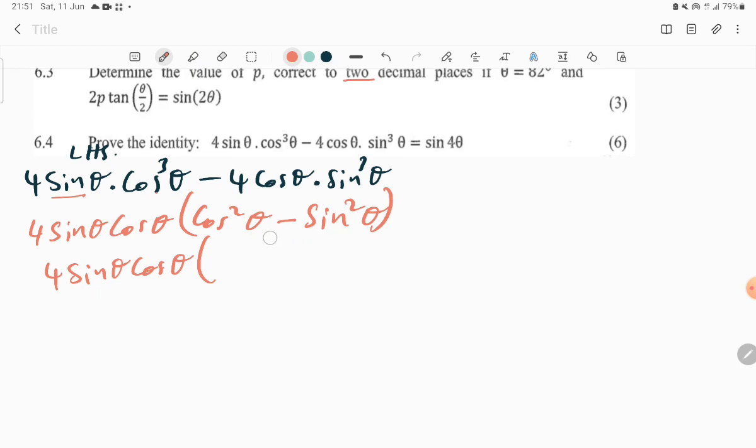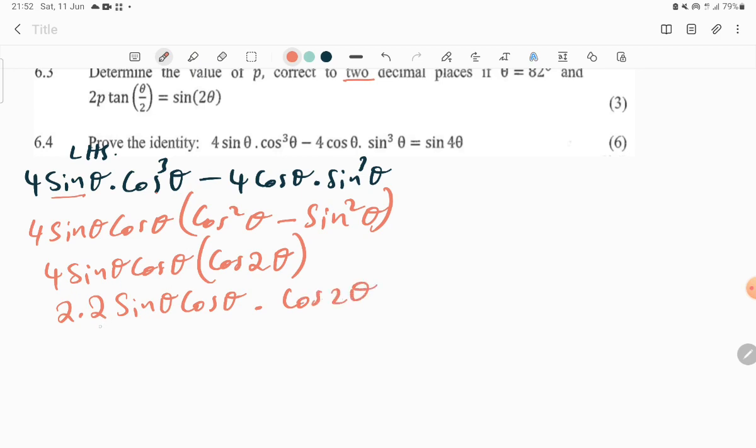Then after that, you will remember that we have 4 sine theta cos theta, times this one, you'll remember that this whole thing is just the double angle of cos, that we are going to write as cos 2 theta. Now this one, you will remember that we can just break this 4 to be 2 times 2, then sine theta cos theta, then we also have this cos 2 theta here.